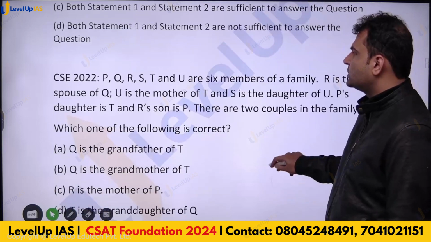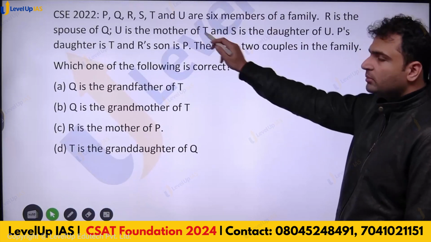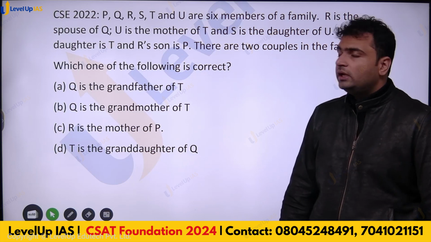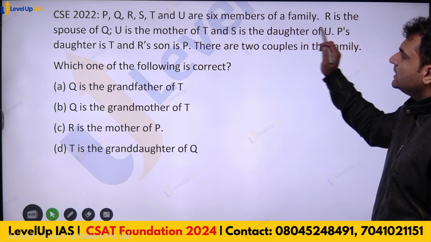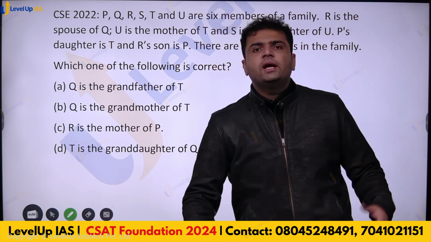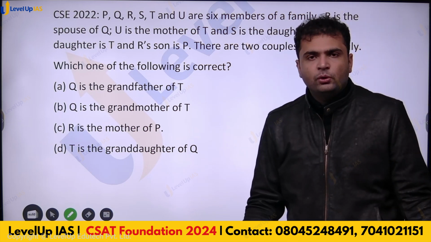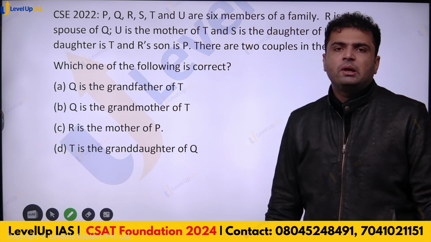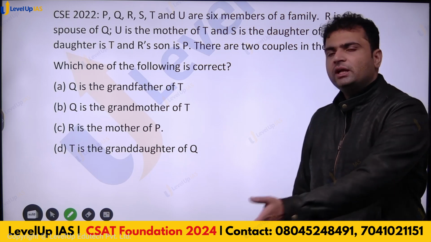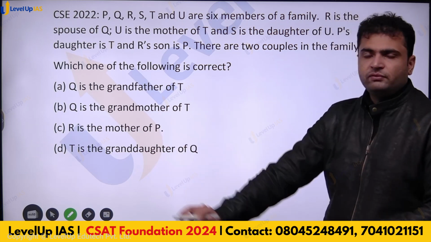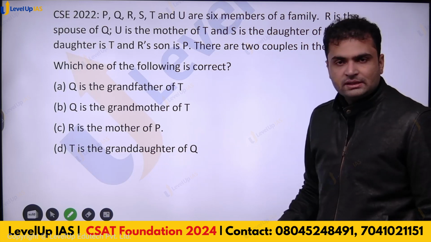Let us see the next question. We have 6 members of a family: P, Q, R, S, T and U. R is the spouse of Q. Now again, there are some rules that I have devised for my own class. You probably have learned some other rules, but let me tell you how we in our class construct a family tree.